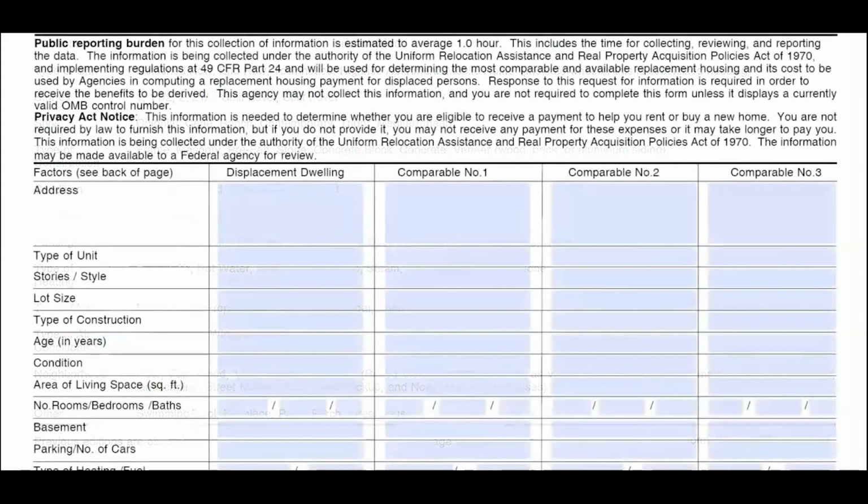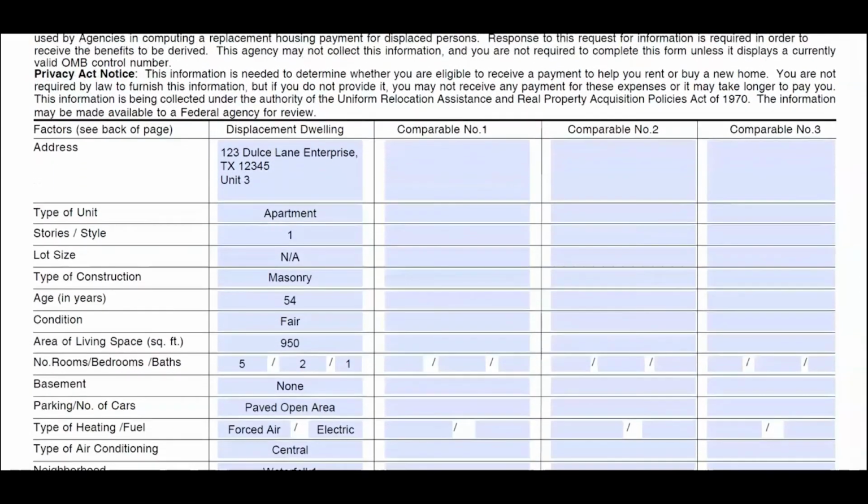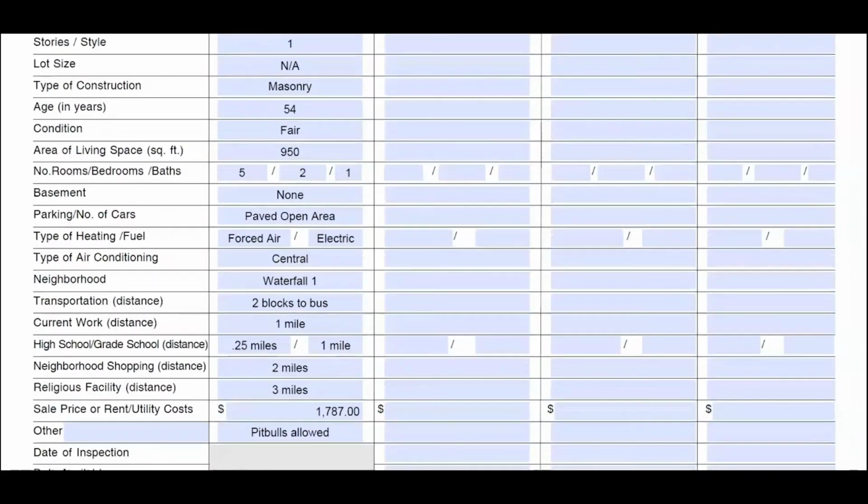The second column is to place the housing characteristics of the displacement dwelling. Subrecipients should input information about the applicant's current dwelling unit that was gathered during the interview with the applicant. As you can see in our example, the applicant's current dwelling is an apartment. They included all of the requested factors, and in the other factors column included another important factor that could affect the ability of the family to find a comparable unit, and that is that they have 1 pit bull, and at their current unit, pit bulls are allowed.